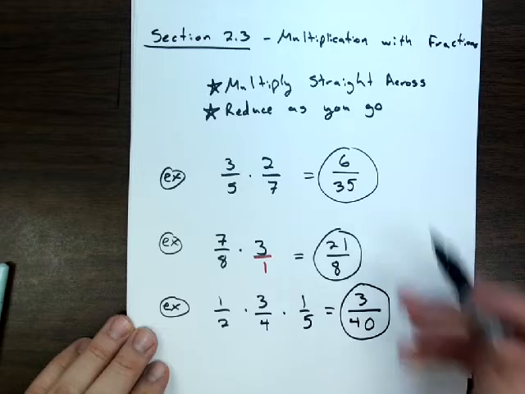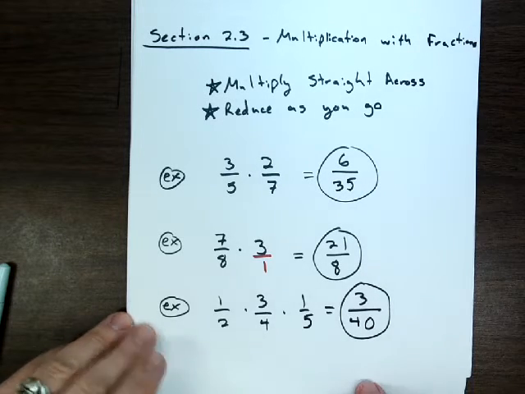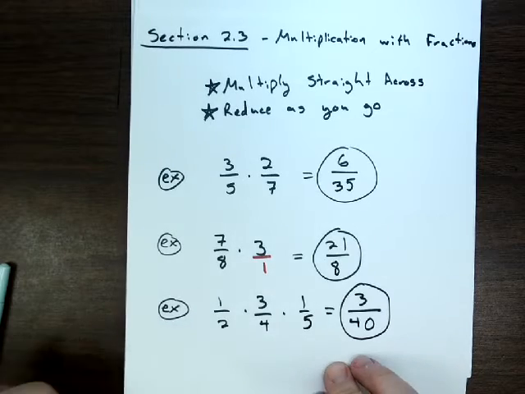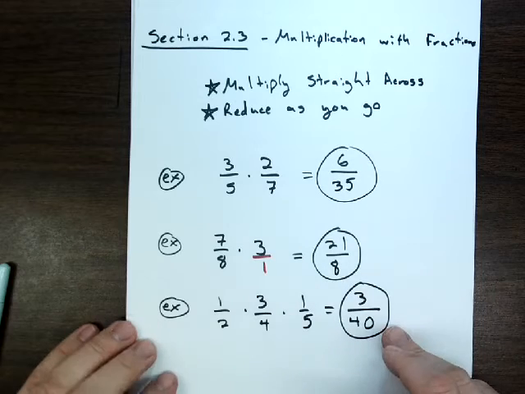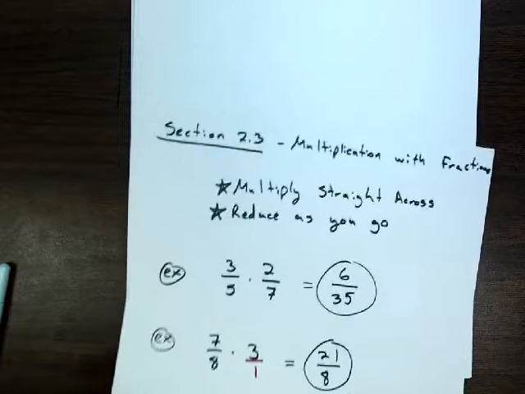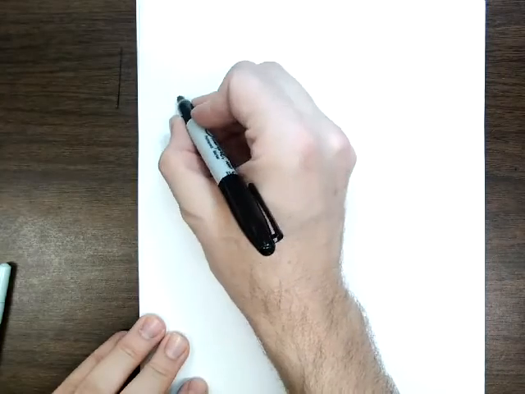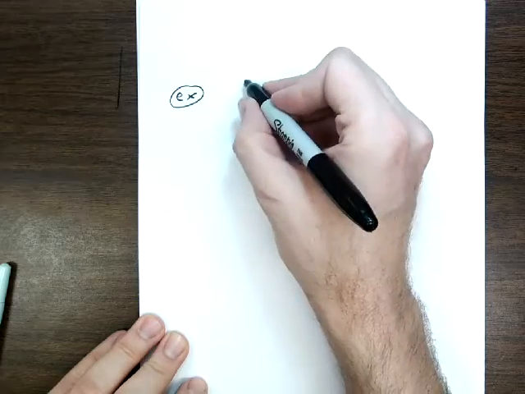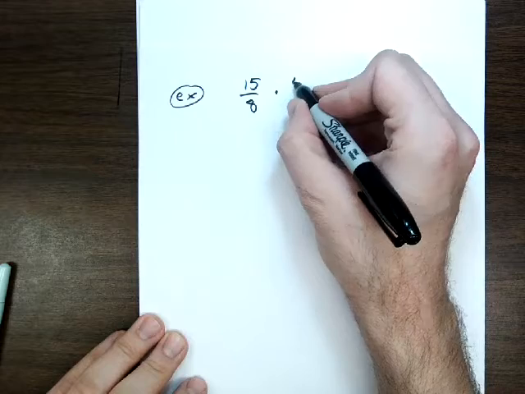Now, that's an example of multiplying straight across. Let's show you some more interesting examples where we're going to be able to reduce the answers. These things don't have any simpler equivalents, but there are some that will. Let's do something like this. I'm going to take a number like 15/8, and I'm going to multiply this by, say, 4/9.